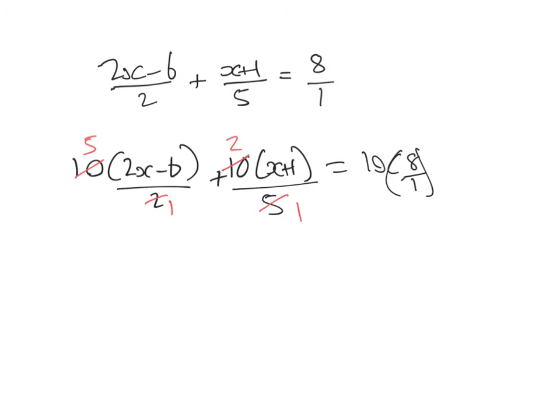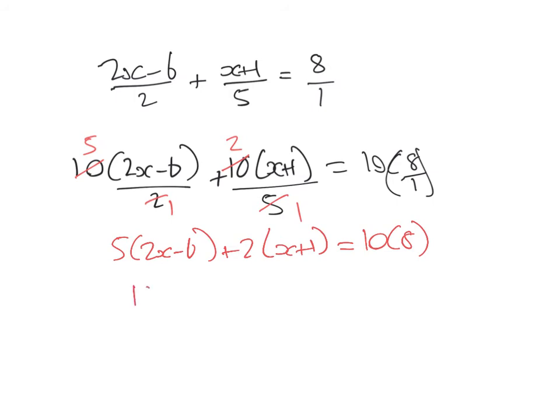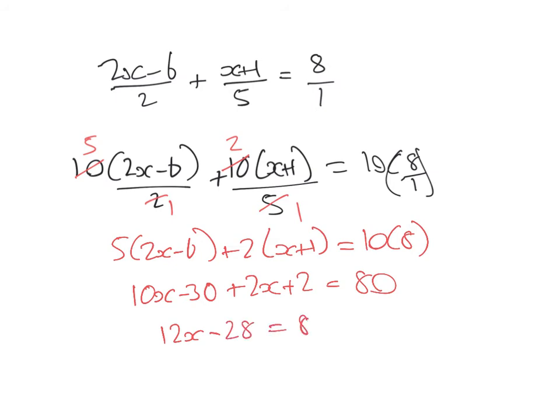5, 2x minus 6 plus 2, x plus 1 equals 10 times 8. So the denominators are gone. And denominators are always the hard part anyway. Now we can multiply out. So 10x take away 30 plus 2x plus 2 equals 80. Collect like terms together. So 10x plus 2x, 12x, minus 30 plus 2, minus 28 equals 80.